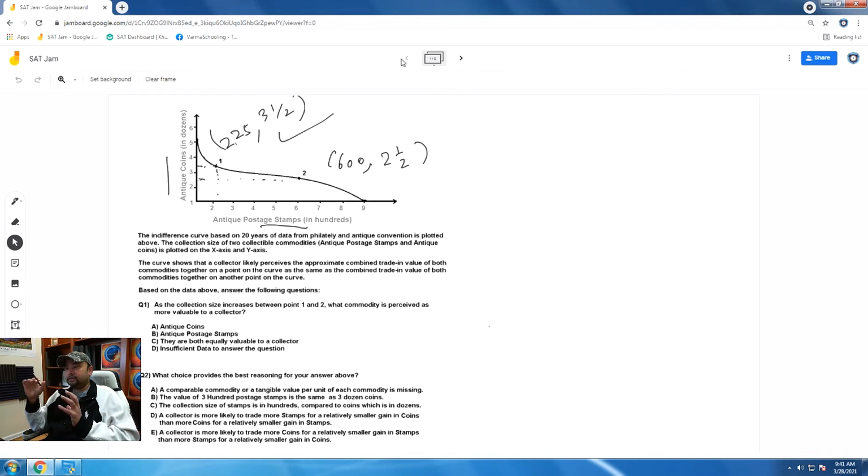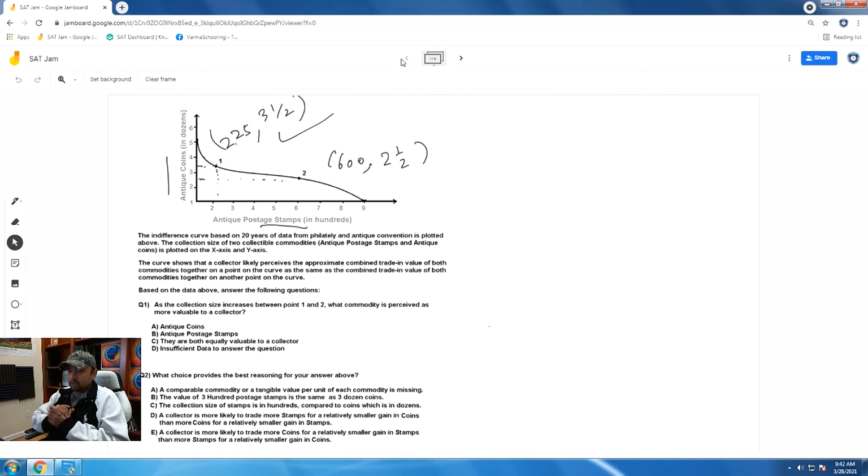So let's pretend we are in the barter days, and the perceived value on an indifference curve of someone who has 600 stamps and 2.5 dozen coins is the same as the perceived value of 225 stamps and 3.5 dozen coins. So I'm just as rich on both points 1 and 2. I'm indifferent to point 1 and 2. They mean the same to me.